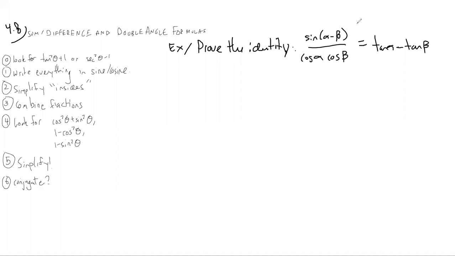All right, so a second one. We're going to prove this identity: sine of alpha minus beta over cos alpha cos beta equals tan alpha minus tan beta. I'm going to split this up.